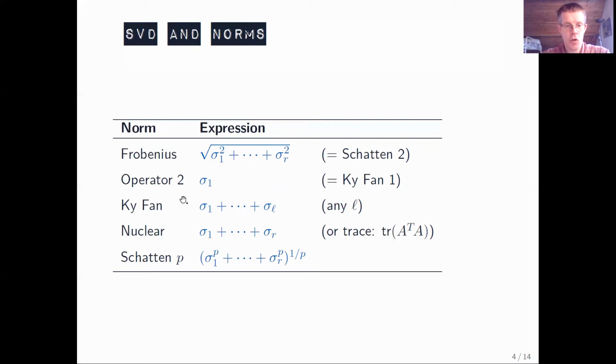There are various other norms. So here are some examples. The nuclear norm is relatively well known. It can be seen as a kind of Frobenius norm, but then with a different P. So this Schatten P norm, for P equals 2, gives the Frobenius norm. And for P equals 1, it gives the nuclear norm. There are also other norms, such as this Ky Fan norm, which for L equals 1 reduces to the 2 norm. And for L equals the rank, it reduces to the nuclear norm. So it's a little bit in between.